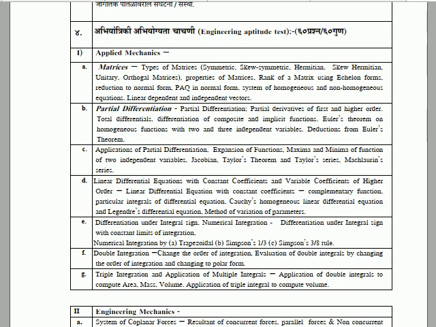Then the next chapter is double integration, which will have topics like change of order of integration, evaluation of double integrals by changing the order, and polar form. The last chapter is triple integration and application of multiple integral, application of double integral to compute area, mass, volume, and application of triple integral to compute volume.